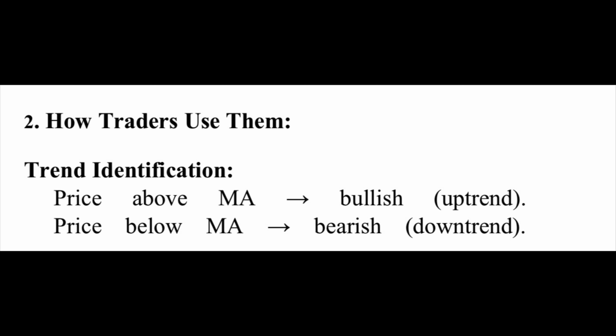Now let's get into exactly how traders use the SMA and the EMA indicators. Trend identification: price above the MA is bullish, an uptrend. Price below the MA is bearish, a downtrend. EMA/SMA crossovers: the golden cross. When the short-term MA, the 50-day, crosses above the long-term MA, the 200-day, that is a bullish signal. Death cross: when the short-term MA crosses below the long-term MA, which is a bearish signal.